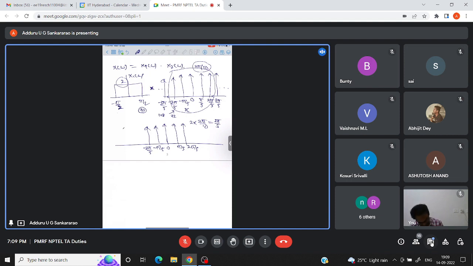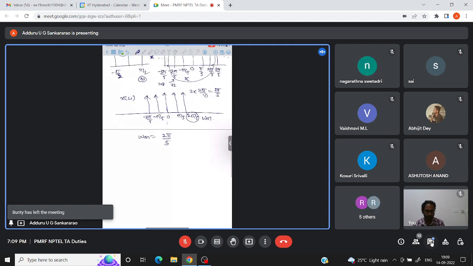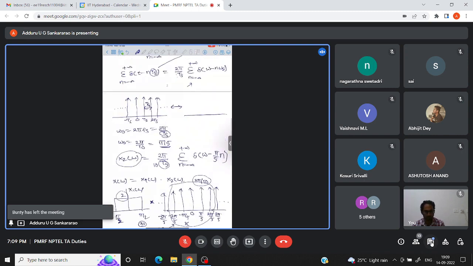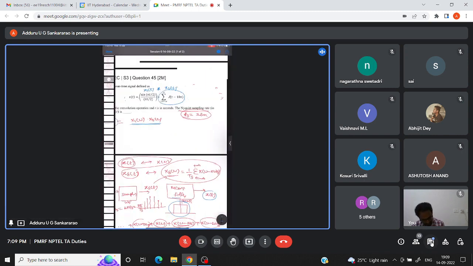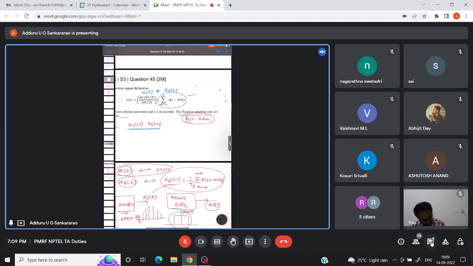Okay, now this is our X of omega. Now what is the maximum frequency in this? Omega m is the maximum frequency. Our X of omega will have a maximum frequency of 2 pi by 5. Till now, what we found out is the maximum frequency in this signal x of t, omega m, which is 2 pi by 5.